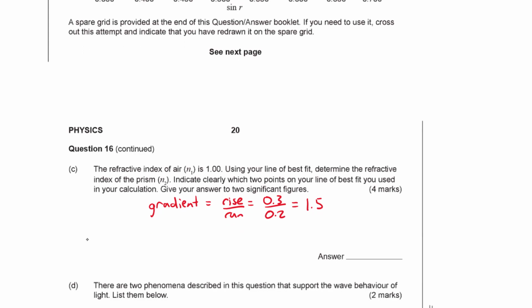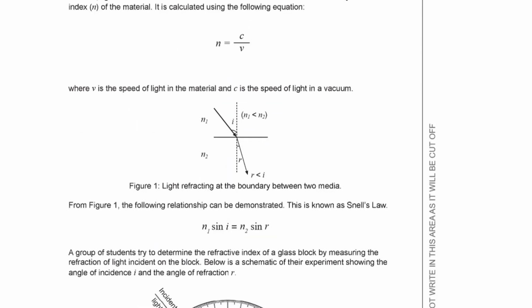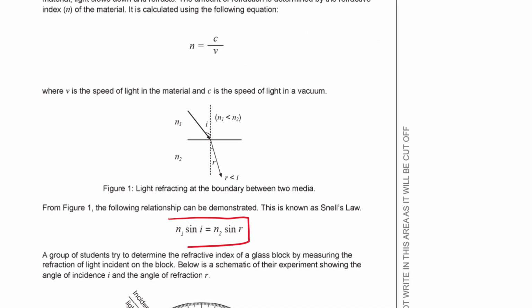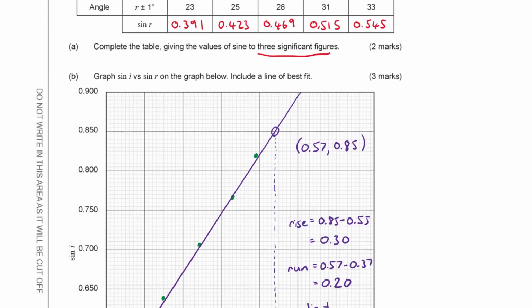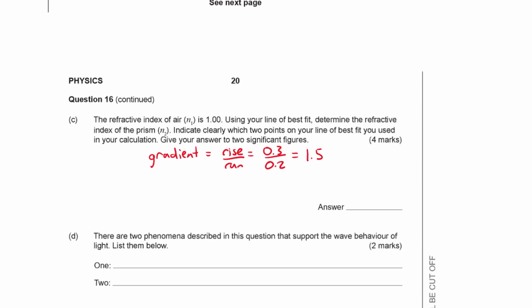Based on the equation that we have here, I can rearrange that and get N2 by itself, where the refractive index of air is 1, sine angle of incidence over sine angle of refraction. I know the sine of the angle of incidence divided by the sine of the angle of refraction is actually the rise over run in the graph, if you look at the axis titles. So that means it must be equal to 1.5. I don't need to do anything else. There are a few other ways that you can illustrate that you understand that too.